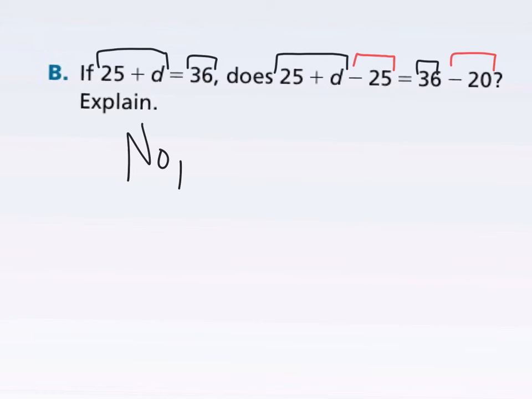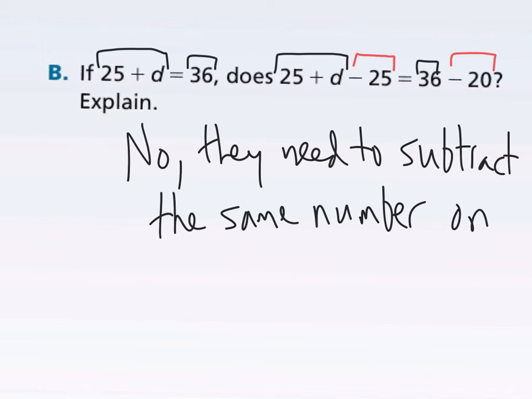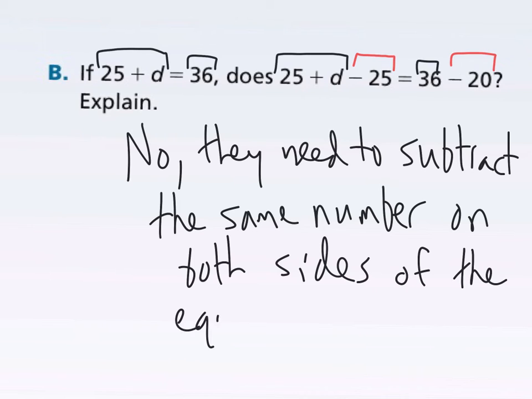So we could say no, they need to subtract the same number on both sides of the equation. So if they would have subtracted 25 on both sides, or if they would have subtracted 20 on both sides, that would be fine. But you can't subtract 25 on one side and 20 on the other side. It's not going to be balanced anymore.